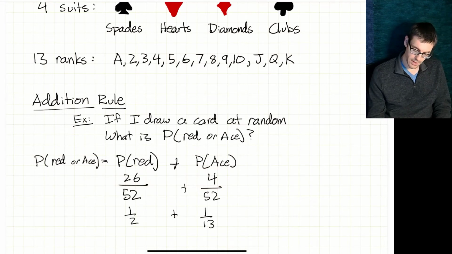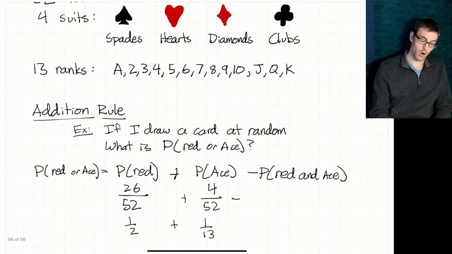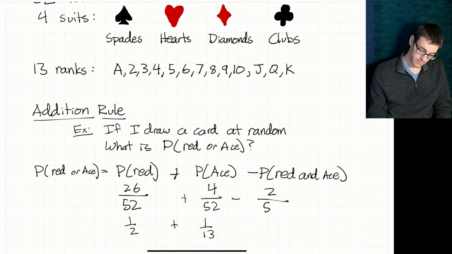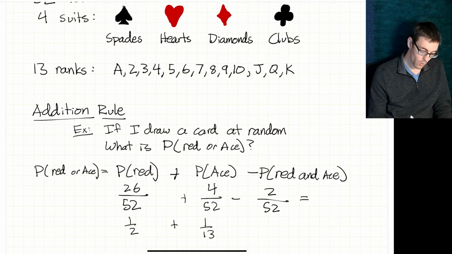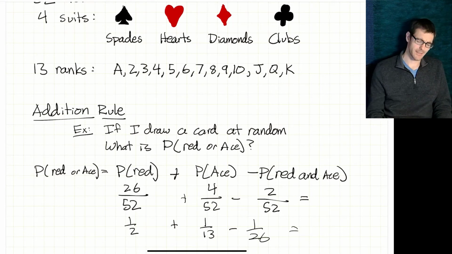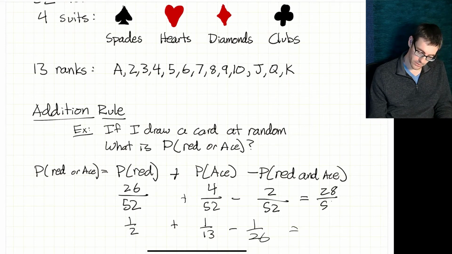So the way that we're going to adjust for that is that we're going to subtract off the probability that we have a card that is both a red card and an ace. So in practice, how many cards are red aces? Well, there's the ace of hearts and there's the ace of diamonds. That's 2 of them over 52. In other words, 1/26. So our total probability should be 1/2 plus 1/13 minus 1/26, or it's actually easiest if we leave them in terms of 52nds. We end up with 28 over 52.